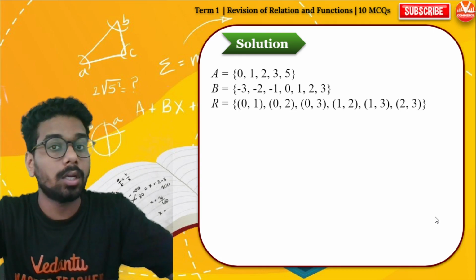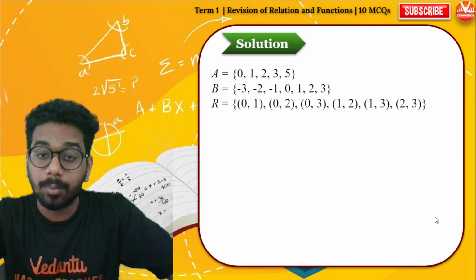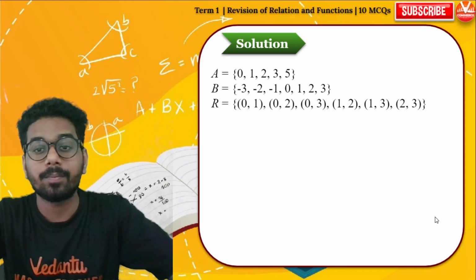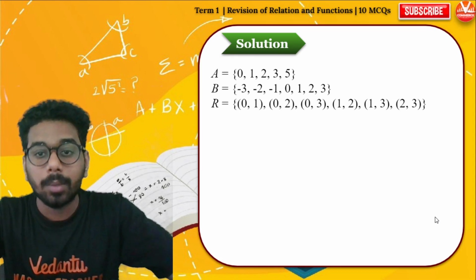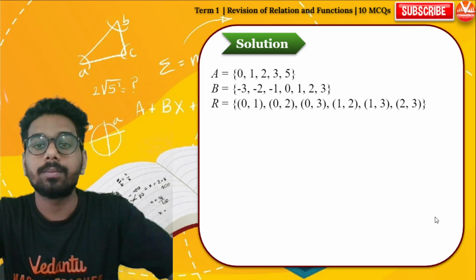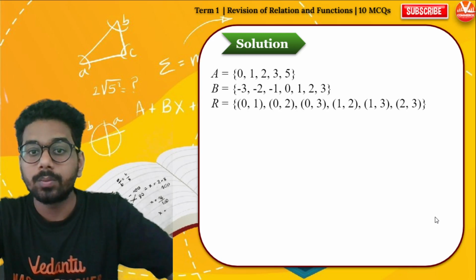No. Minus 1? No. But can 0 be greater than a number? No. Can 1 be greater? Yes. 1 can be greater than 0. So (0, 1) is a pair. Can 2 be greater? Yes. 2 can be greater than 0, and 2 can be greater than 1. So (0, 2), (1, 2). So (0, 1), (0, 2), (0, 3).